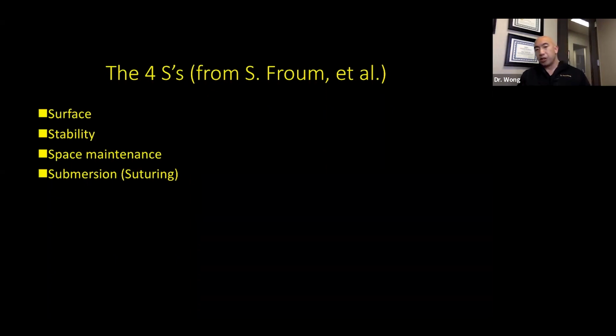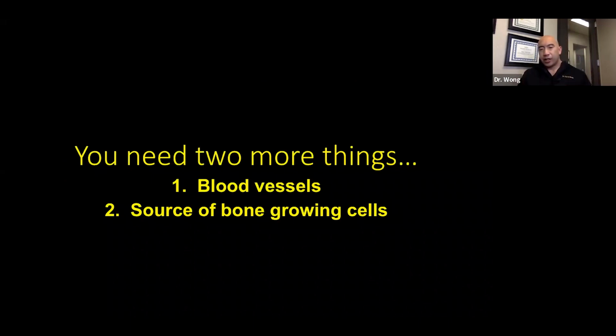Last thing is proper suturing, and sometimes people call that submersion, but I just say suturing. If you can suture it the right way, then you shouldn't have any problems. So the 4 S's of bone grafting: clean surface, you have to have good graft stability and space maintenance, and you've got to suture it properly. Okay. The only other things you need to know is that you also need a good blood supply, like we talked about before, and you need a source of bone growing cells. Both of these things are abundant when we're talking about an extraction site.